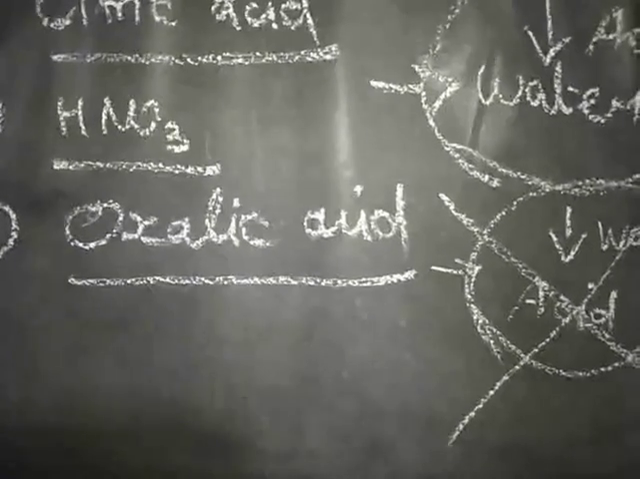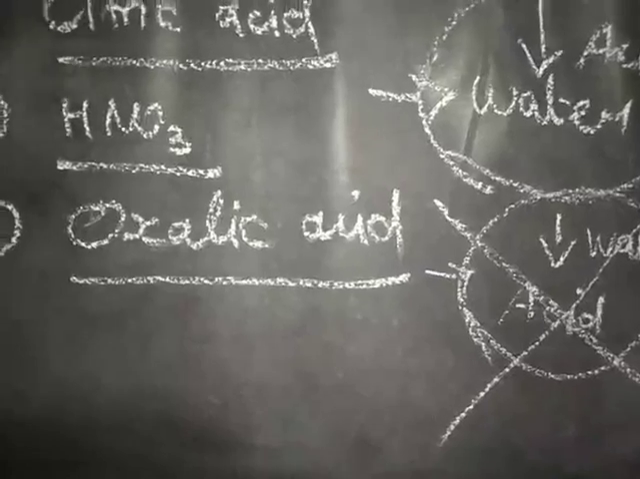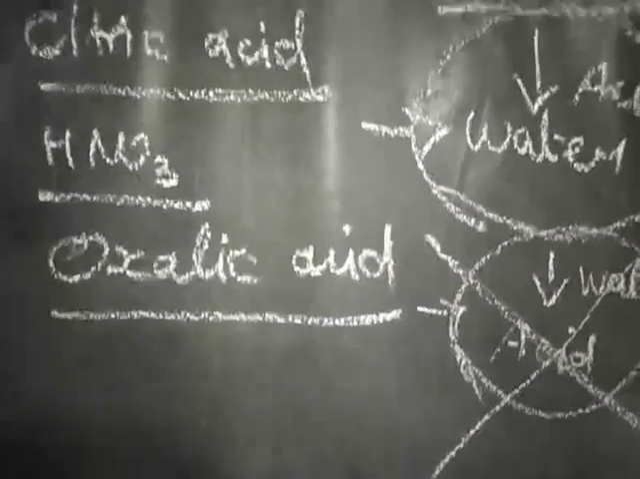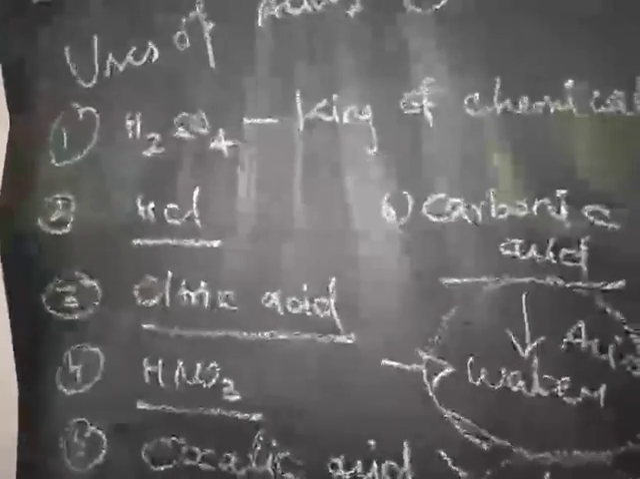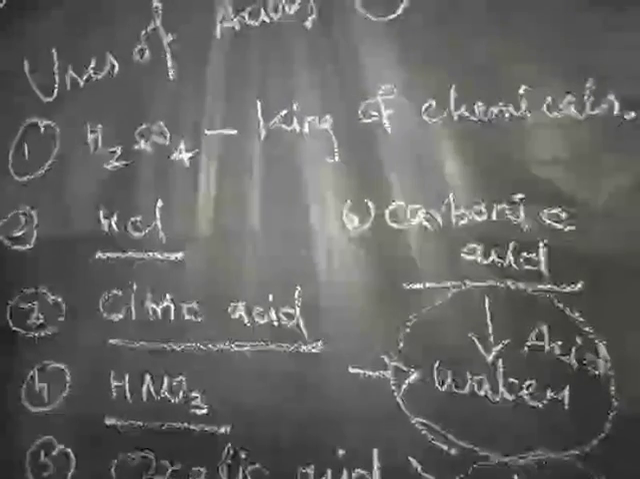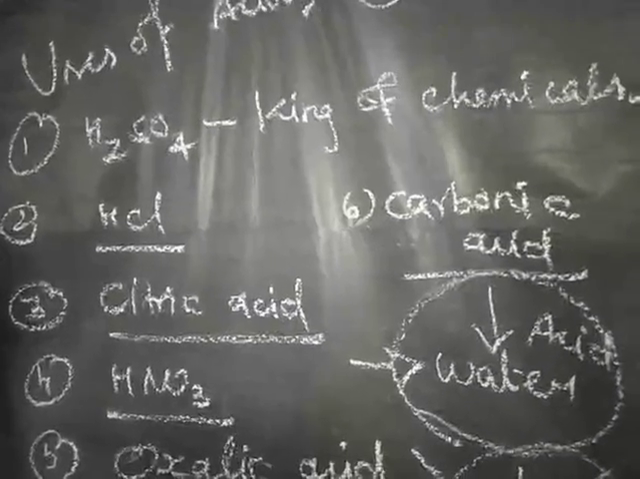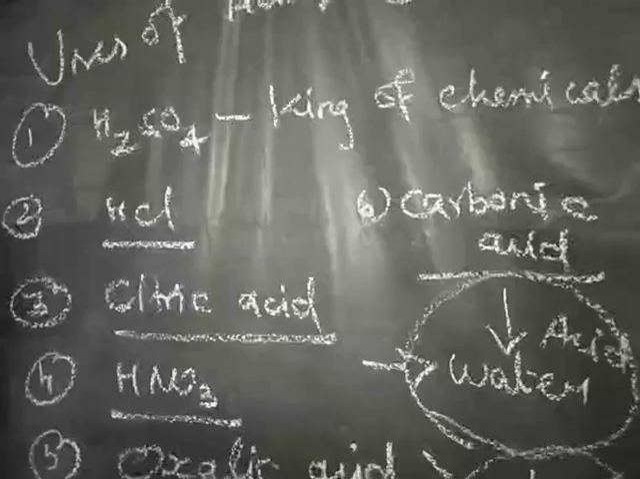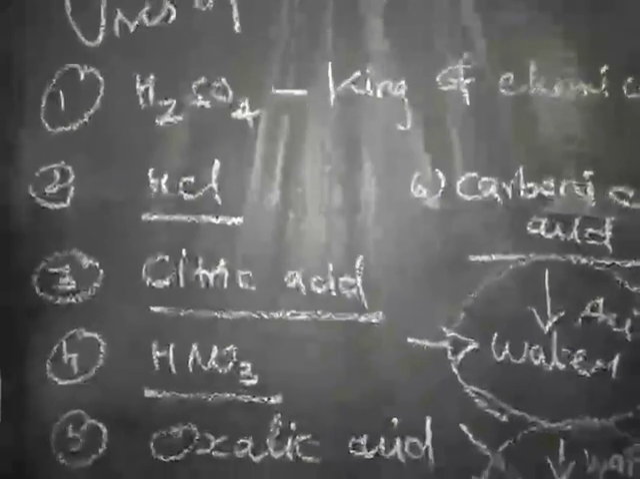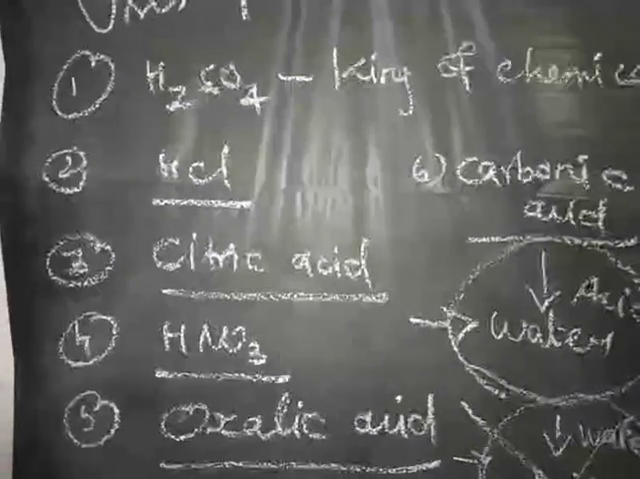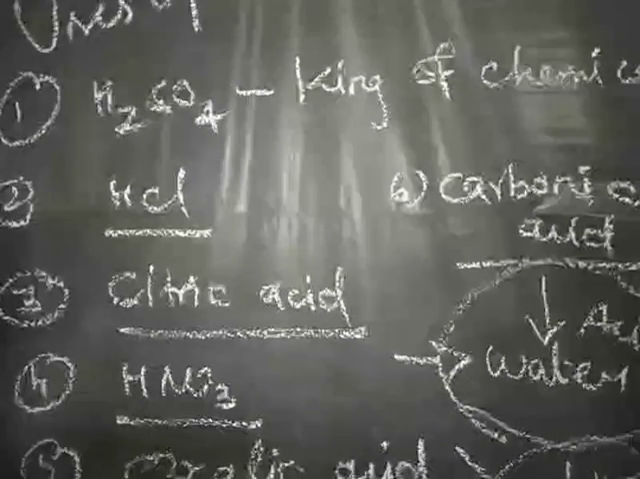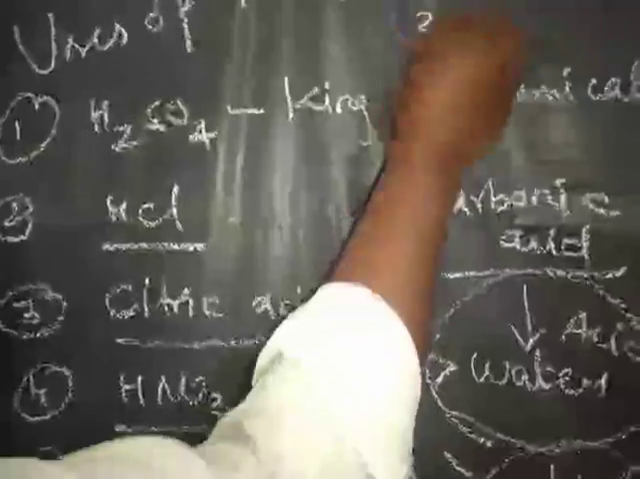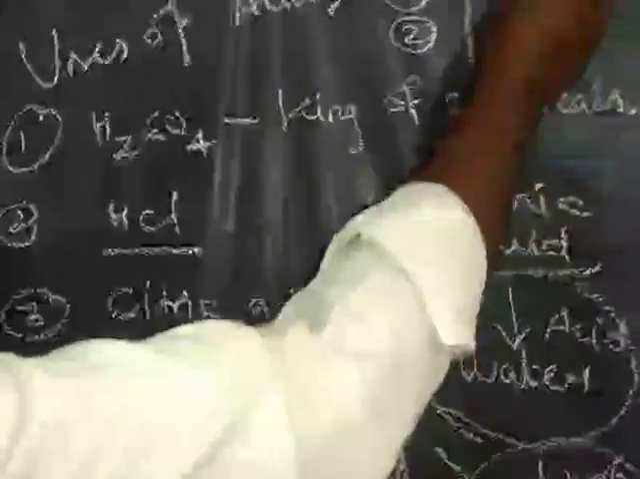Today's part is over. Next, the homework. Question number 1: define acid, and give examples. That is the first question. Second question: list out the acids and their sources.